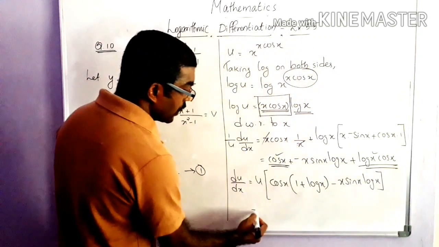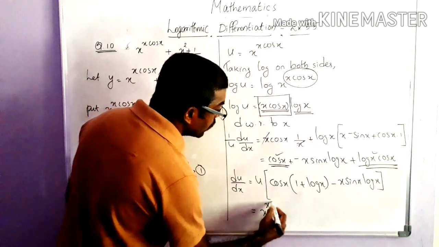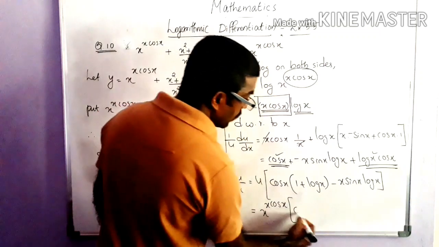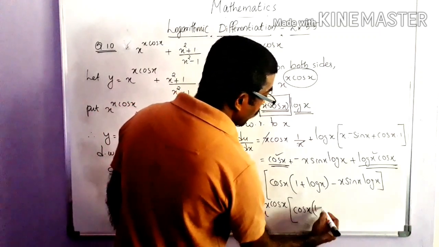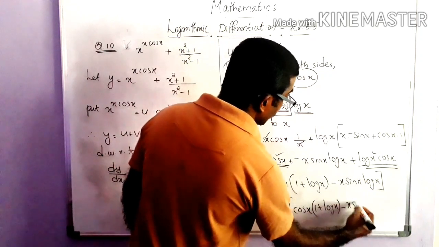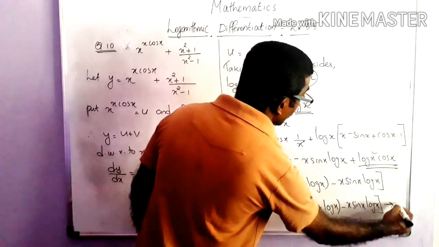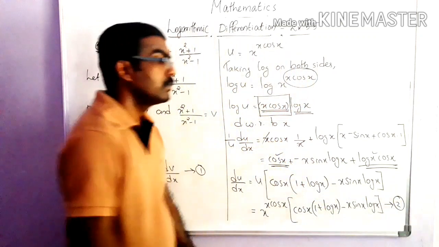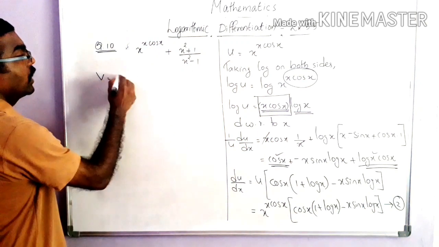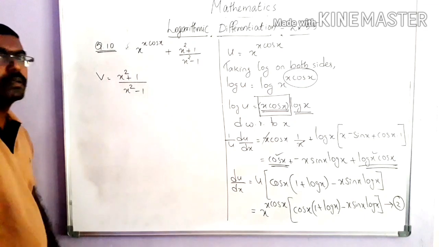Okay, now we can replace the value of u, which is x raised to x cos x, so x raised to x cos x into cos x into 1 plus log x minus x sin x into log x. We can take it as equation number 2. Now the second part is v is equal to x square plus 1 divided by x square minus 1.